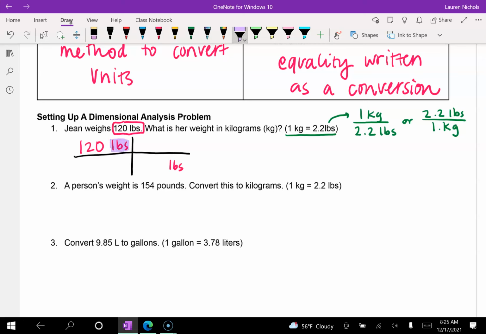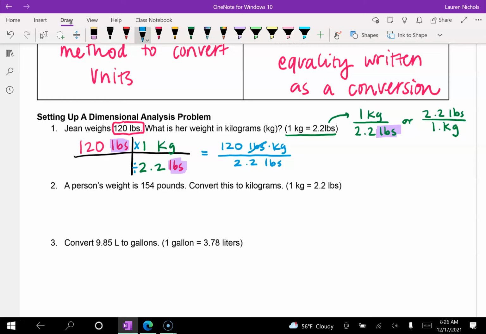So these units must match. Looking at our options for the conversion factor, the only one that has pounds at the bottom is the first one, so I will write my conversion factor that way: 1 kilogram at the top and 2.2 pounds at the bottom. We always multiply by what's at the top and divide by what's at the bottom. So this gives us 120 pounds times kilograms over 2.2 pounds, if I'm just multiplying across the top.